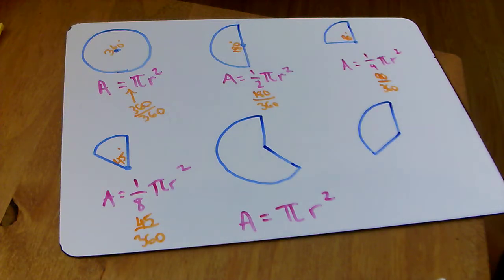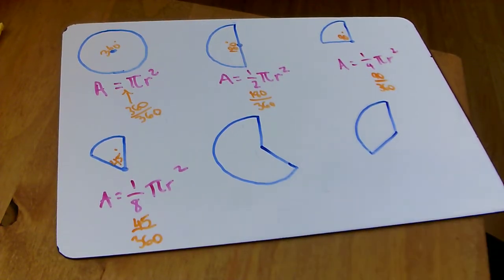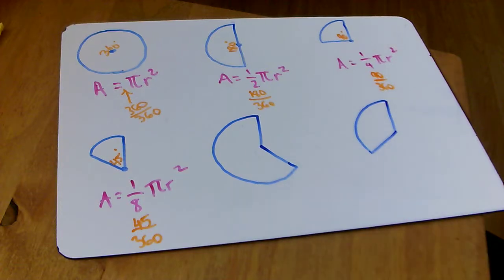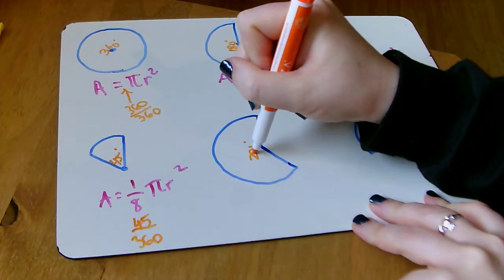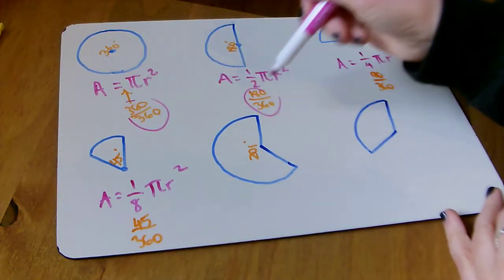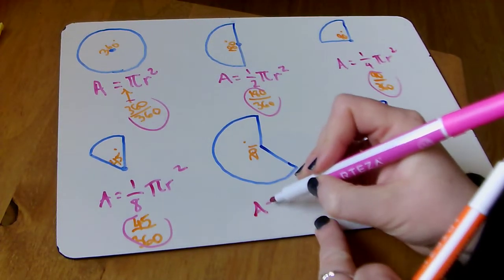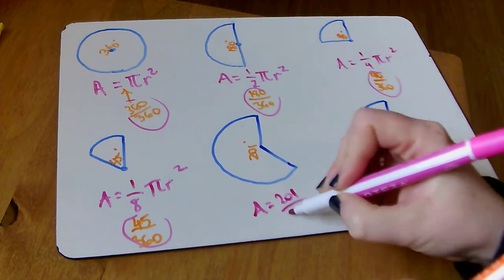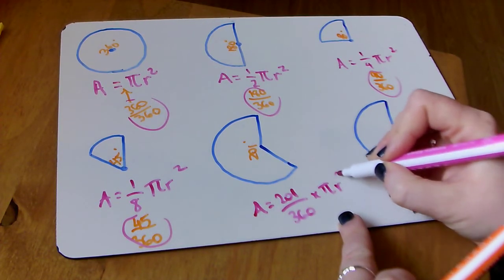So what if the angle is something different that isn't a fraction of the circle? Say it was 201. So surely then we can use what we've learned here with these and bring that into play here. So the area would be 201 over 360 multiplied by pi times the radius squared.